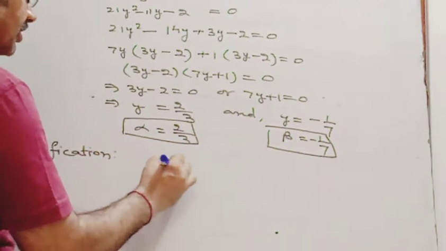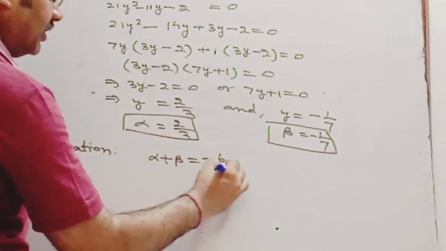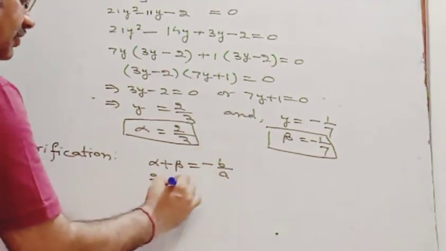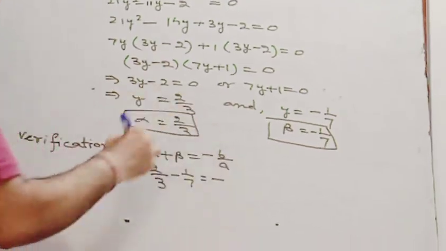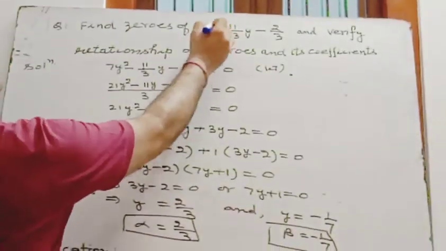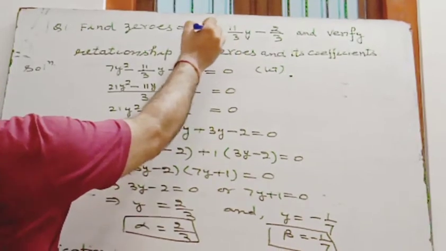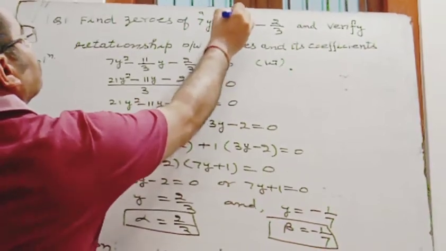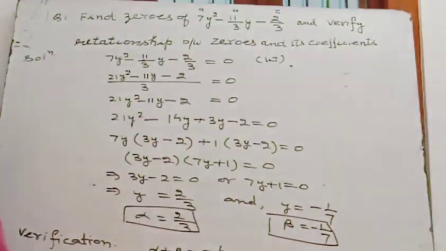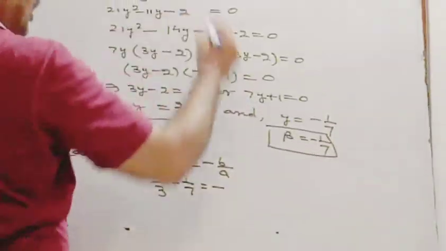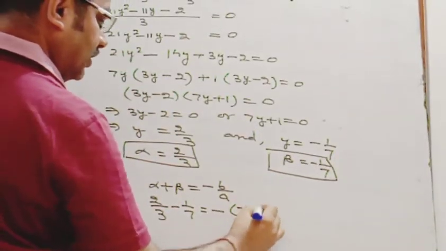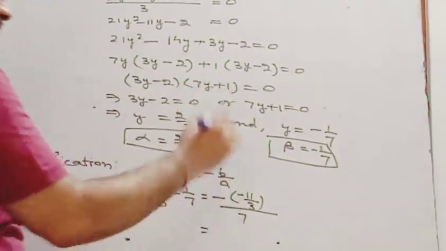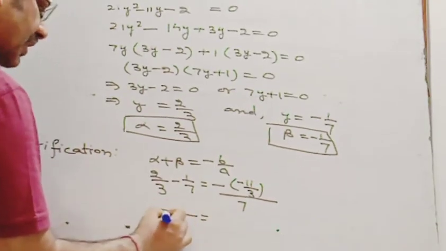We know alpha plus beta is equal to minus b by a. Alpha is 2 by 3, beta is minus 1 by 7, and this is equal to minus the coefficient of degree 1 upon the coefficient of degree 2. The variable with degree 2 has coefficient called a, the coefficient of degree 1 is b and the constant term is c. So minus b by a is minus 11 upon 3 whole upon 7. This can be written with LCM 21.